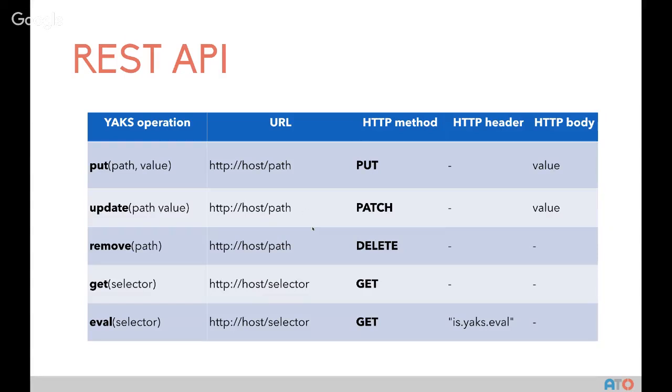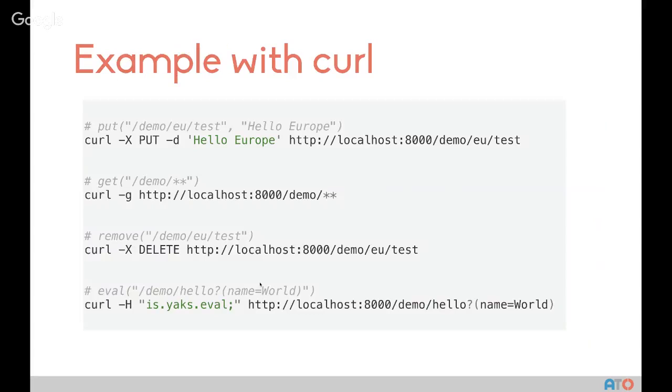The update will use the patch HTTP method. The remove will use the delete, but no HTTP body. And the get will use a similar path with a selector, and it's a regular get HTTP method. The eval is similar to a get, but to distinguish it from the get operation, we set a header which is es.yaks.eval.